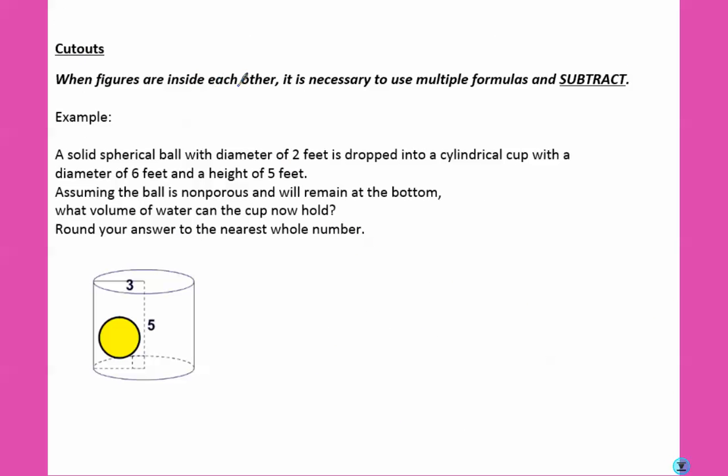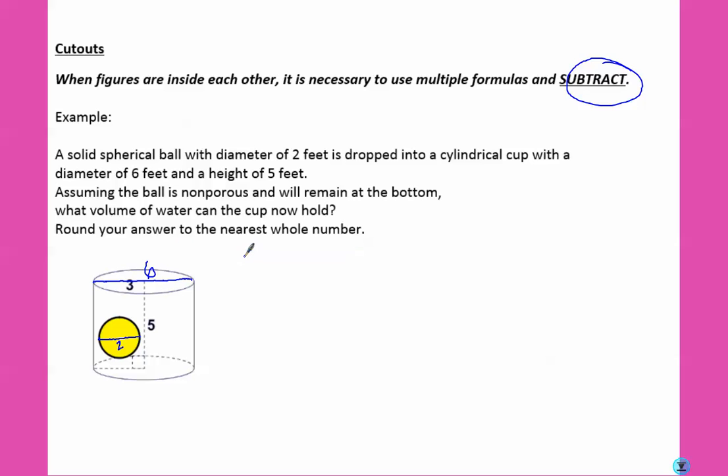Cutouts. When figures are inside each other, it is necessary to use multiple formulas and subtract. So here we have a spherical ball that has a diameter of 2. So I'm going to label that on my picture. It is dropped into a cylindrical cup with a diameter of 6. So all the way across is 6, and it told us halfway is 3, and a height of 5. Assuming the ball is non-porous, which means it won't suck up any of the water, and will remain at the bottom, what is the volume of water the cup can hold now?